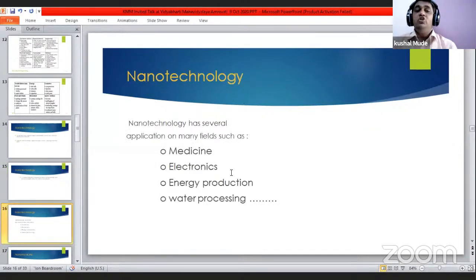Nanotechnology has several applications in many fields such as medicine, electronics, energy production, water processing. That I covered a little bit. Energy production: now, students, as students of electronics, all of you know, initially we used to have the tungsten filament lamp. There is a tungsten filament, and you know the high melting point, 3310 degrees Celsius. But that was power consuming. After some time, 10 to 15 years ago, we used to have CFL lamps.